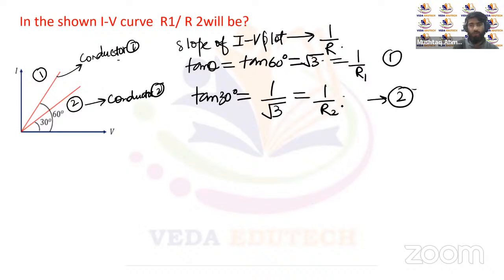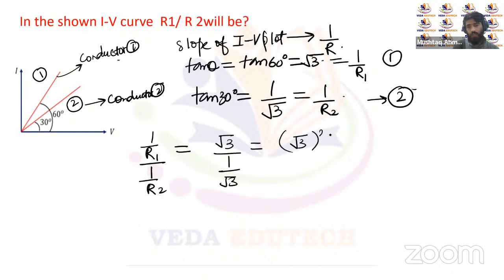We can just divide these two to calculate the ratio between the first and second. That's 1 upon R1 over 1 upon R2, which will be equal to root 3 over 1 over root 3, so it will be equal to root 3 squared, that's equal to 3, right? Correct. So it will be R2 upon R1 equal to 3, which implies that R1 over R2 will be equal to 1 by 3.